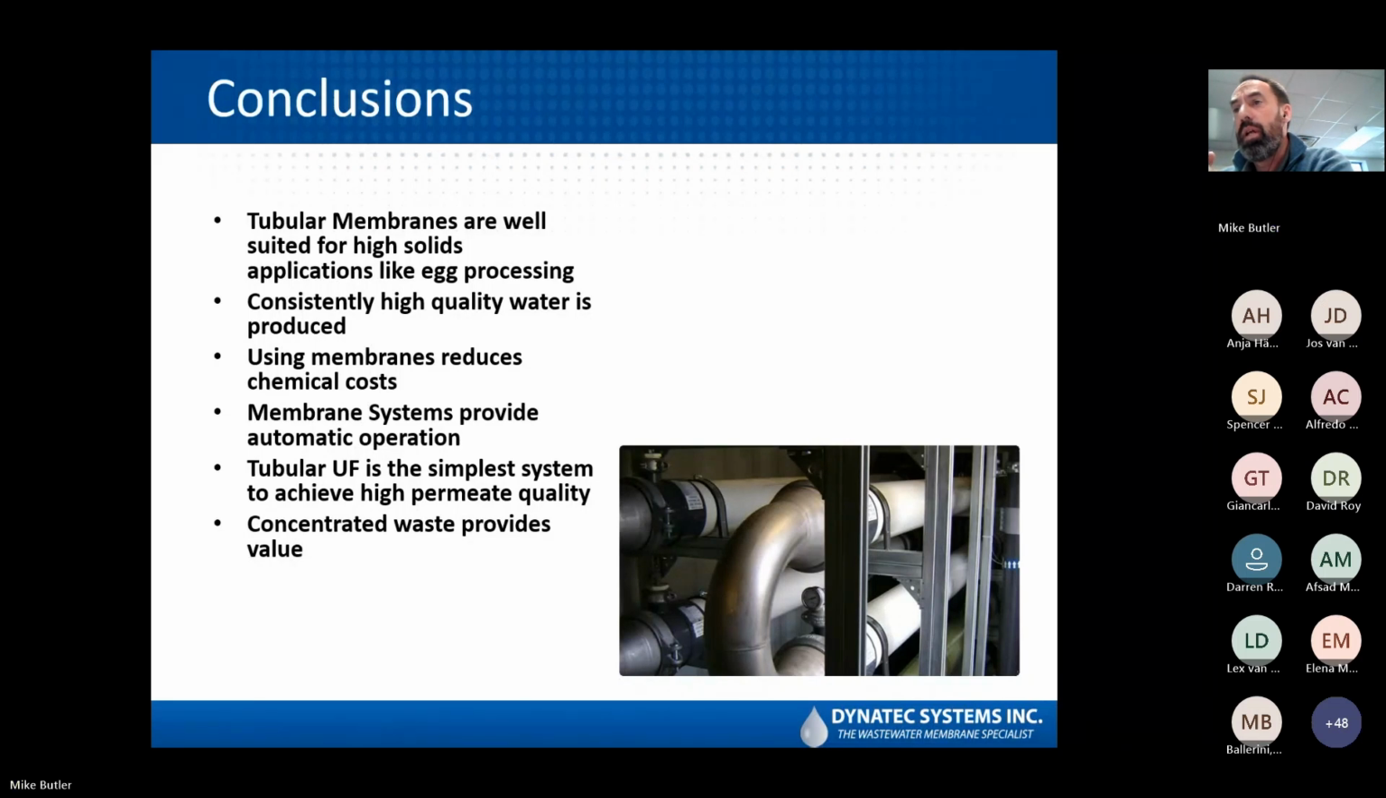And the waste that was generated, especially since no chemistry is added to condition the waste, makes it a valuable product that they can sell to renderers, perhaps generating income, or at the very least eliminating the cost of disposal.